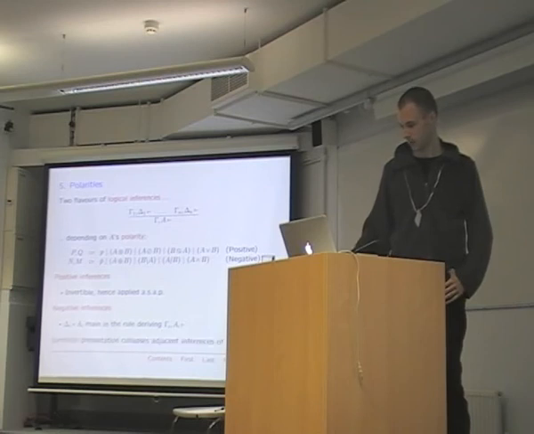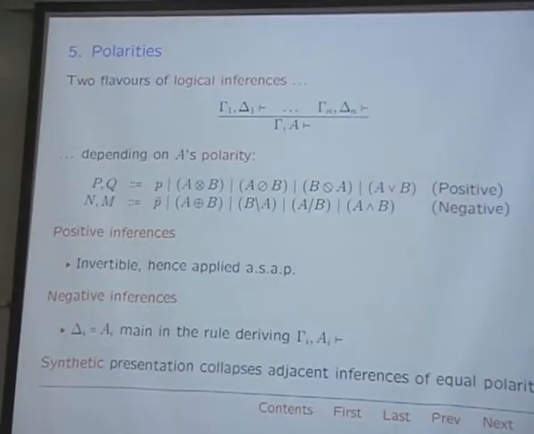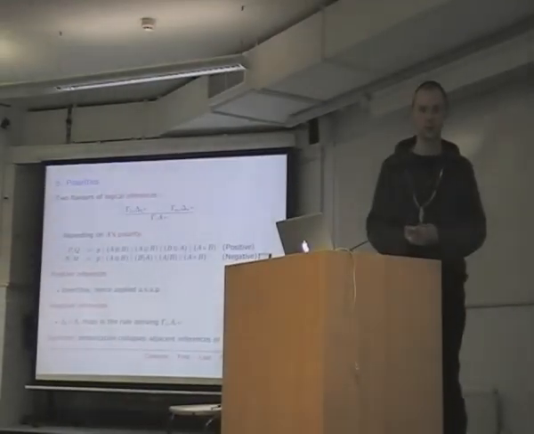Finally, my presentation will be syntactic in the sense that neighboring inference steps that involve main formulas of the same polarity will always be collapsed into a single inference step. As a result, we obtain derivations where positive and negative inferences always strictly alternate.